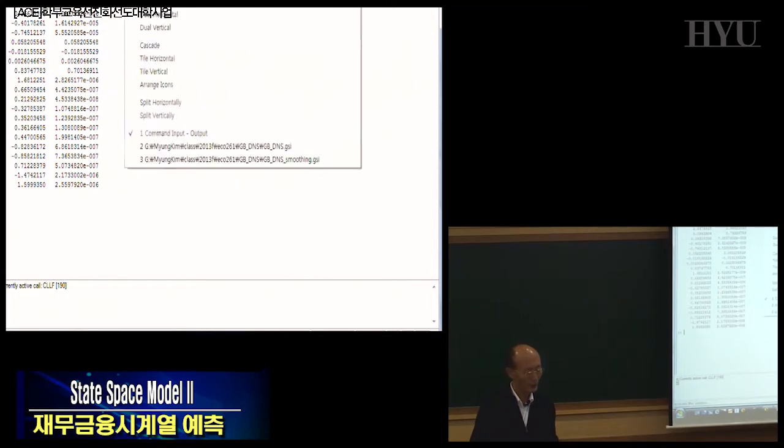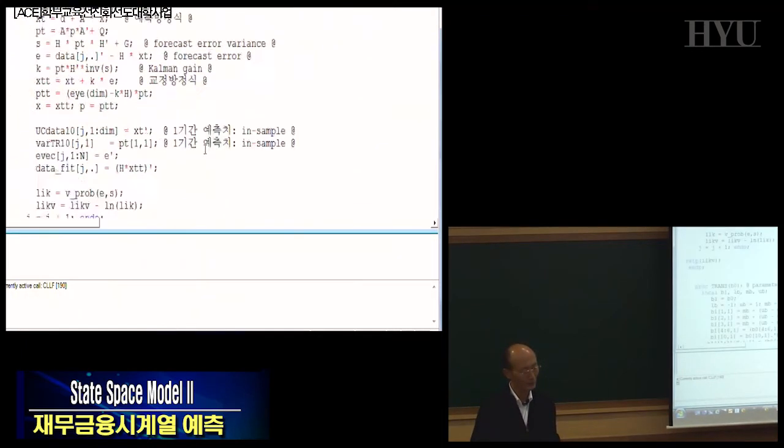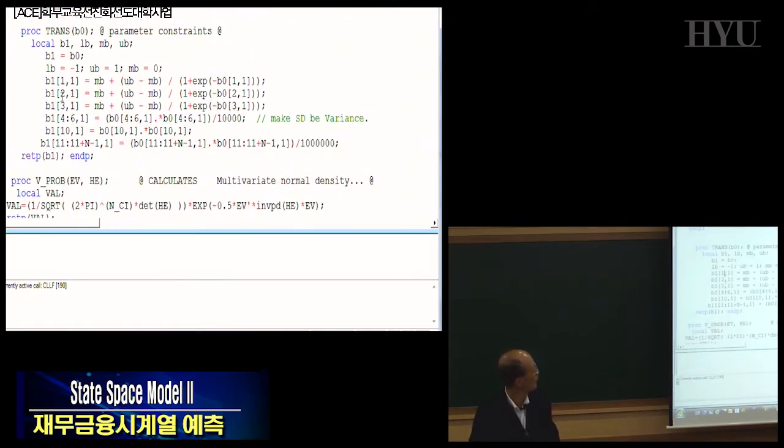How did we do that? Here, the first 1, 2, 3 numbers. Upper bound, lower bound, medium bound. So 1, 0, 0, 0. And these are the originals, right? So you are trying to start with these numbers, but the program will calculate your objective function using this one, the transformed.